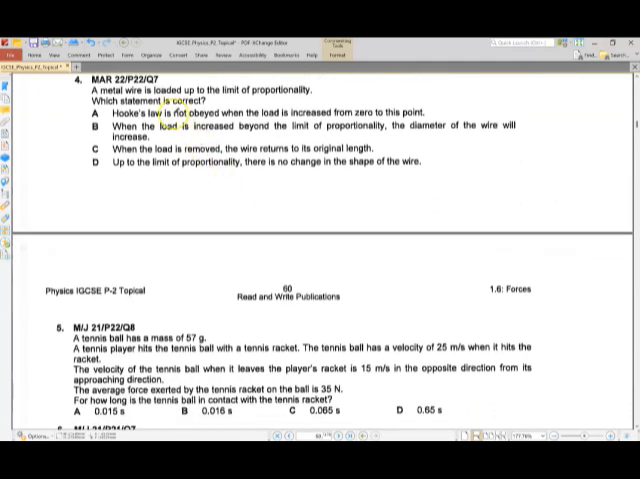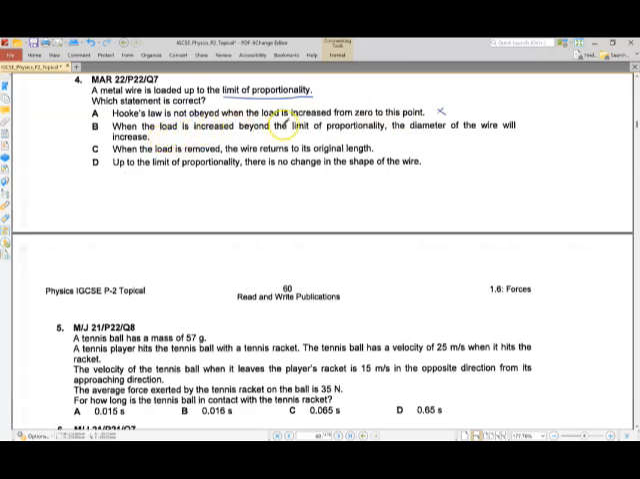Question number 4. A metal wire is loaded up to the limit of proportionality. Which statement is correct? Option A: Hooke's law is not obeyed when the load is increased from 0 to this point. No, this is not correct because Hooke's law is not obeyed after the limit of proportionality has been reached. It hasn't been reached yet, so it will obey Hooke's law.